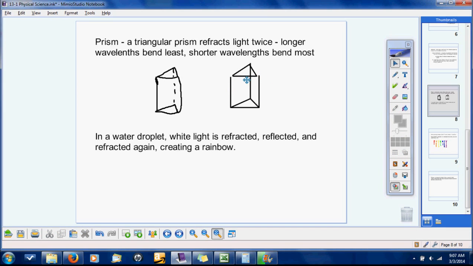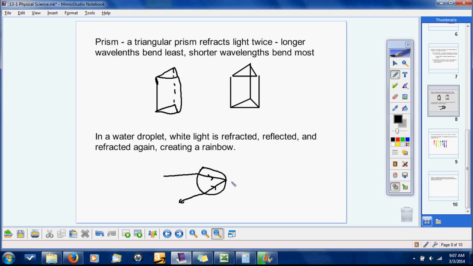And the light will pass through, it'll bend, and then it'll come out the other side and you'll have a rainbow. This happens in nature in a water droplet. Okay, the light waves come into the water droplet, and what will happen is it will bend, it'll reflect off the back, and then it'll bend again as it comes out.